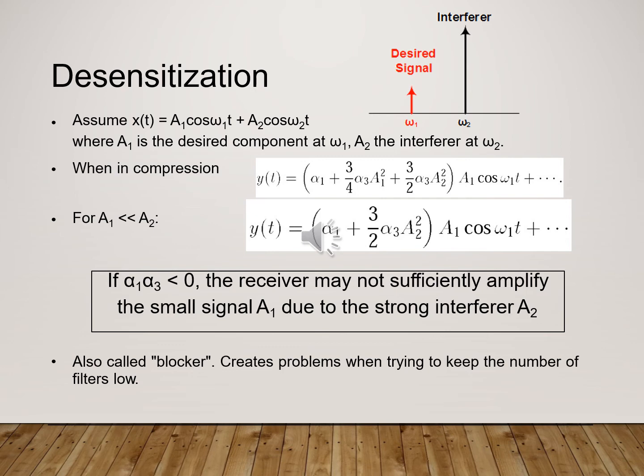When in compression, or what we call nonlinear behaviors, if we have alpha 1 multiplied with alpha 3 less than 0, the receiver may not sufficiently amplify the small signal A1 due to the strong interference of A2. And as I told you before, desensitization, also called receiver blocking, creates problems when trying to keep the number of filters low.